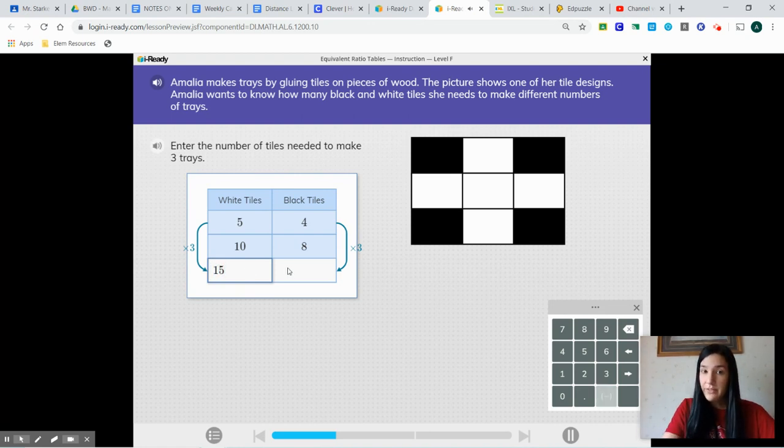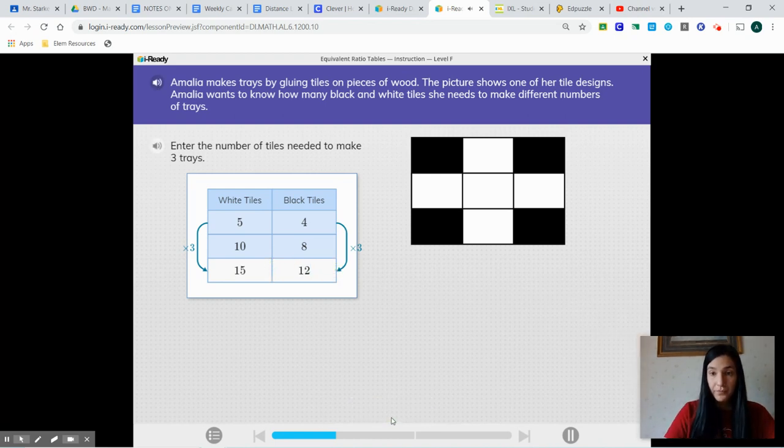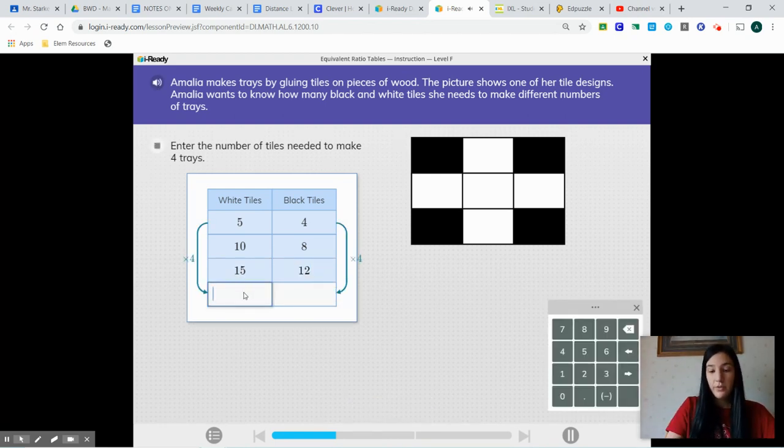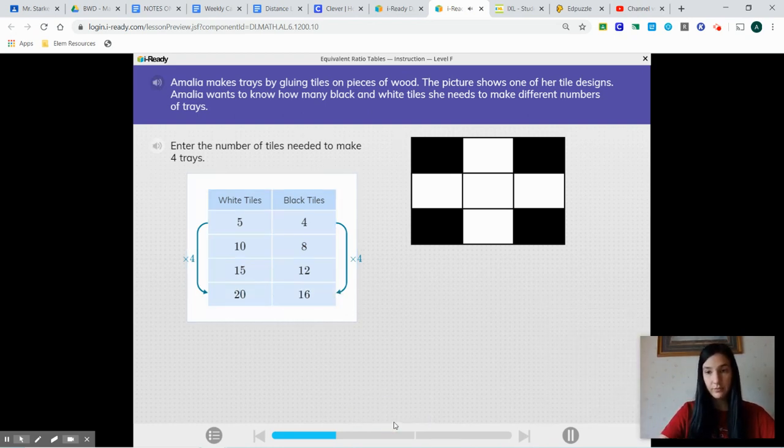So 5 times 3 is 15. 4 times 3, 12. Now we're going to do 4. Enter the number of tiles needed to make 4 trays. So 5 times 4 is 20, and 4 times 4, 16. You can create an equivalent ratio table by multiplying each quantity in the original ratio by the same number.